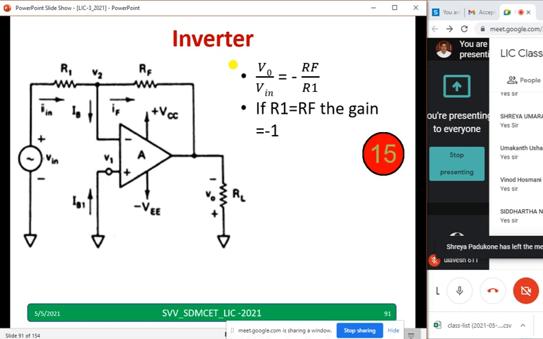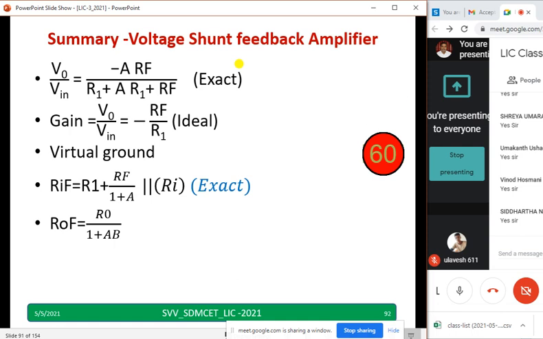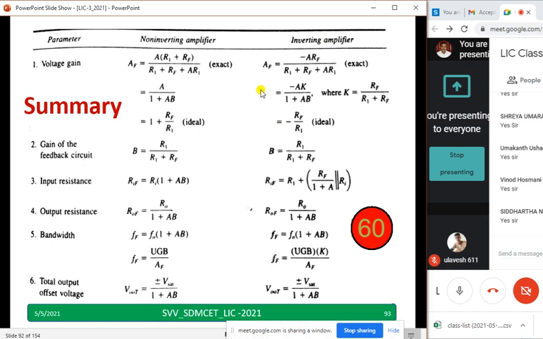So let us go to the next slide. This is the summary. Instead of only this summary, you can see the whole summary, for non-inverting as well as for inverting. You can take a snapshot also if you want, or in the video it will be available. Later also you can take a snapshot and try to remember. Go through, take 1 minute. The summary: voltage gain, gain of the feedback circuit, input resistance, output resistance, bandwidth, and total output offset voltage in case of non-inverting amplifier and in case of inverting amplifier.